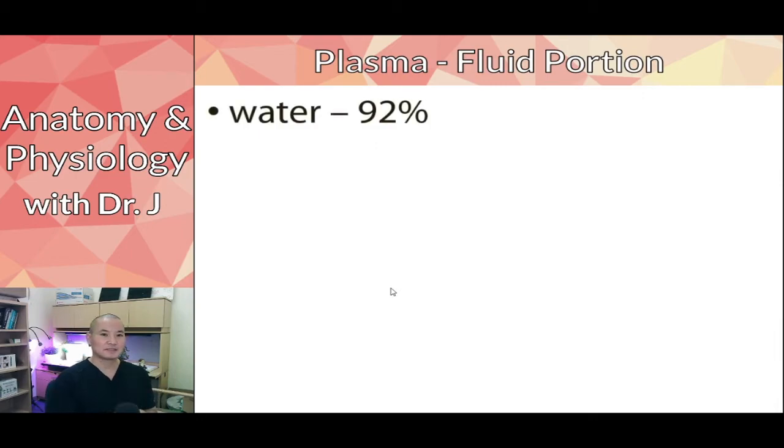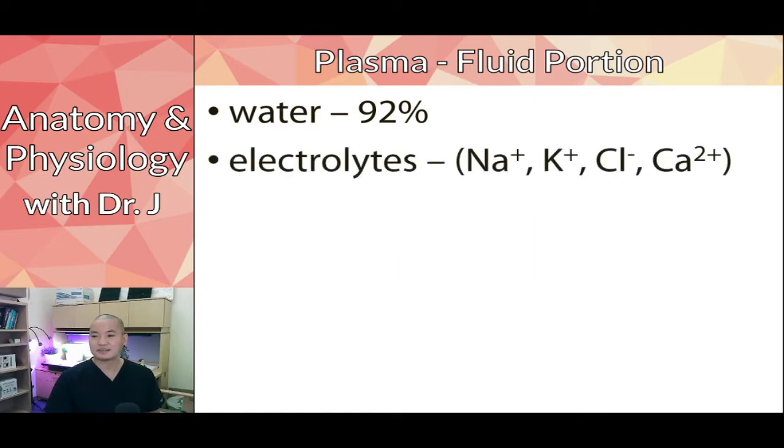Alright, so let's talk about the plasma, the fluid portion. This is the ground substance of blood. Remember, blood is a special type of fluid connective tissue, and the ground substance, which is the fluid portion of a connective tissue, is plasma in blood. So it's mostly water. And then you also have electrolytes as well, things like sodium, potassium, chloride, calcium ions.